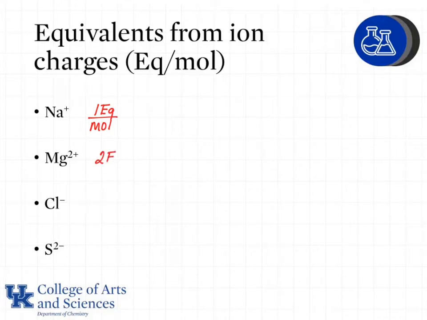Magnesium has a 2+ charge, so it has 2 equivalents per mole. Chloride has a -1 charge, so it has 1 equivalent per mole. And sulfur has a 2- charge, so it has 2 equivalents per mole.